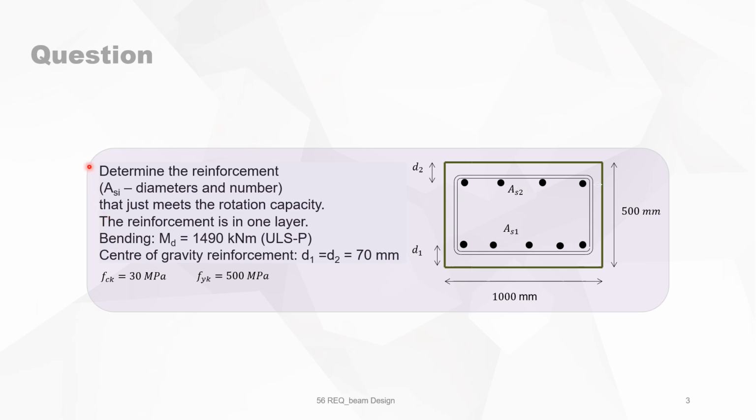Determine the reinforcement, the tension reinforcement and the compression reinforcement, with diameters and numbers of bars, that just meets the rotation capacity. The reinforcement is in one layer. The bending moment is 1,490 kilonewton meter in ultimate limit state persistence, and the point of gravity, d1 and d2, is 70 millimeters. Concrete quality is 30 megapascal and the steel quality 500 megapascal.